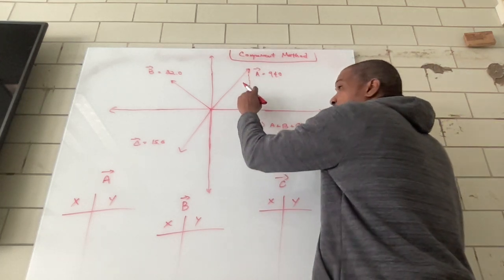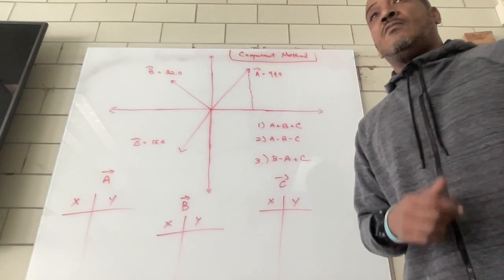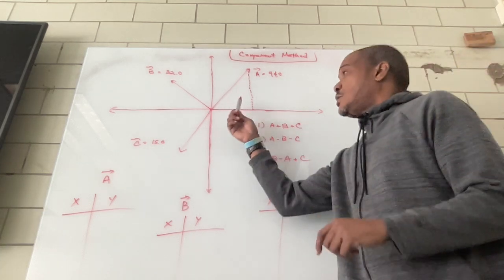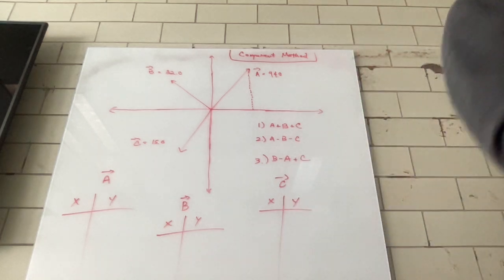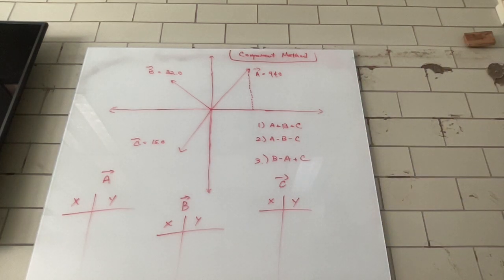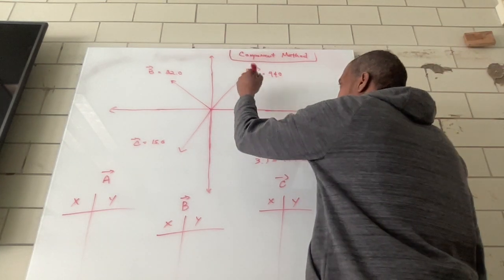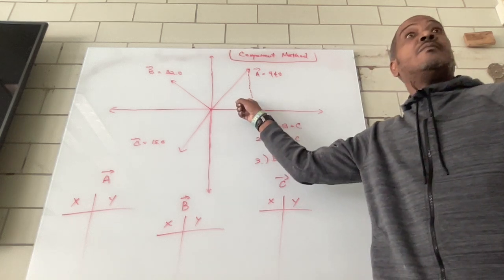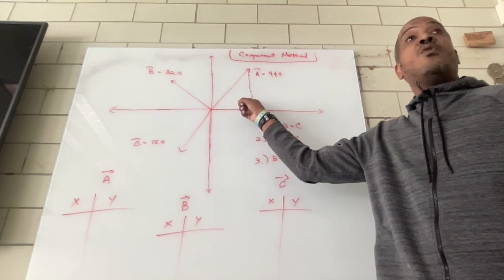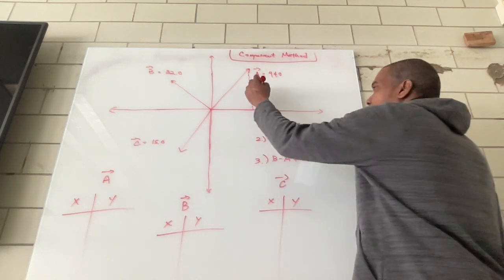What does this projection measure? It measures how far vector A goes in which direction? Vertically. In the y direction. So what would this be called then? The y component.